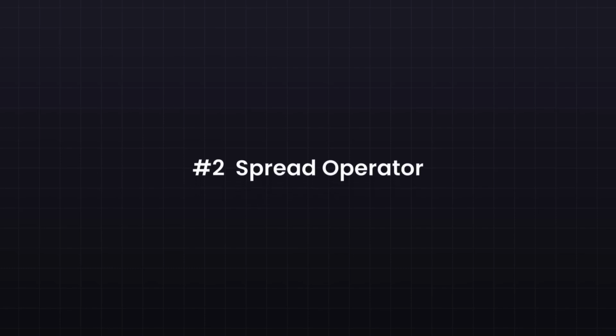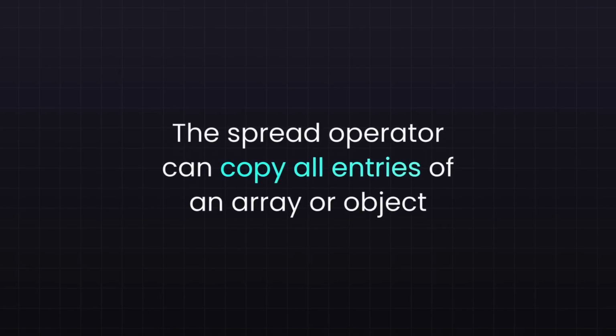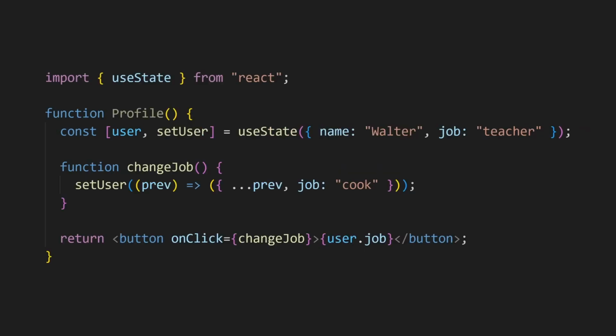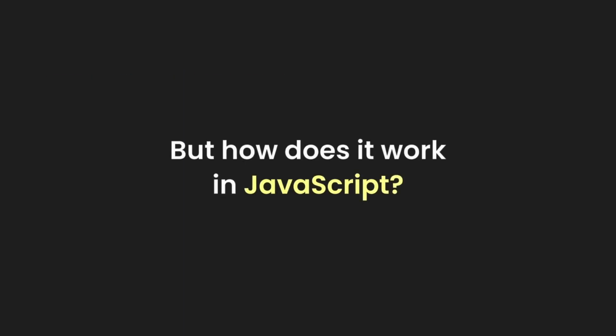Next up, the spread operator. You recognize it by the 3 dots. The spread operator can copy all entries of an array or object. You can use it to create a new object based on the values of another one. And in React, we use that all the time, mostly when working with states and props. But how does it work in JavaScript?